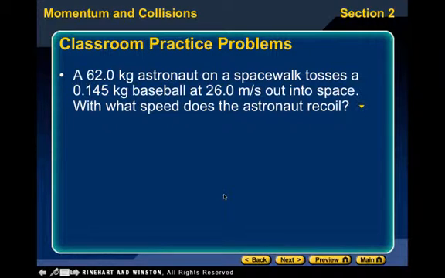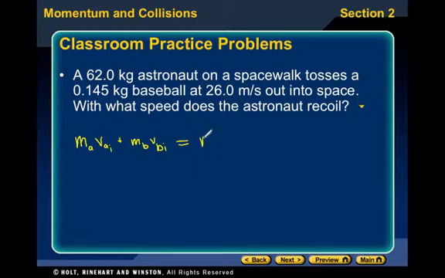So if a 62 kilogram astronaut on a spacewalk tosses a 0.145 kilogram baseball at 26.0 meters per second out into space, with what speed does the astronaut recoil? So we're going to look at the mass of the astronaut and the velocity of the astronaut initially, plus the mass of the ball and the velocity of the ball initially.